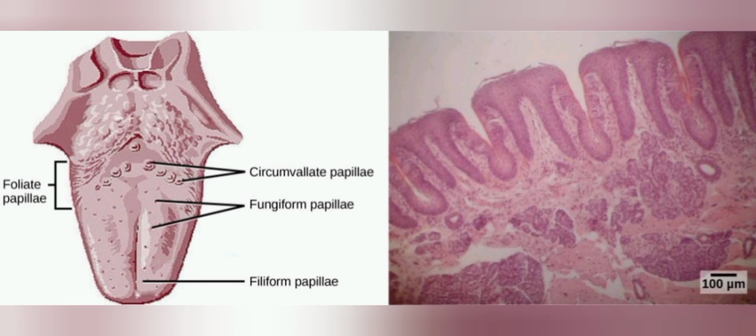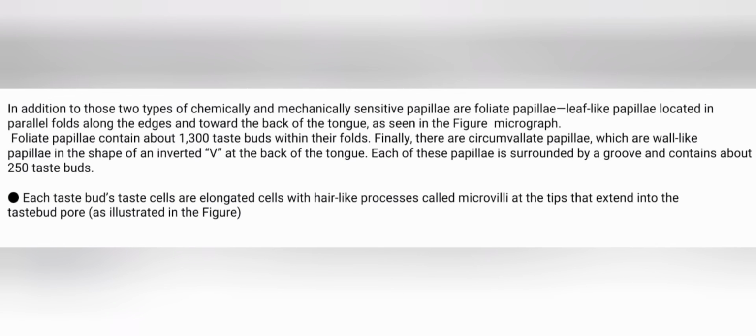The first figure shows the foliate, circumvallate, and fungiform papillae, which are located on different regions of the tongue. And the second figure is on the foliate papillae. There are prominent protrusions on the light micrograph. Now, in addition to those two types of chemically and mechanically sensitive papillae are foliate papillae, leaf-like papillae located in parallel folds along the edges and towards the back of the tongue, as you can see from the figure.